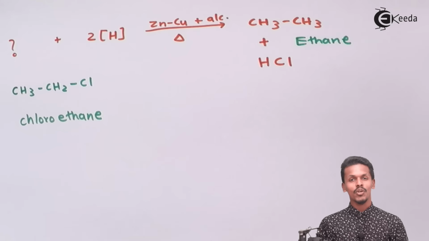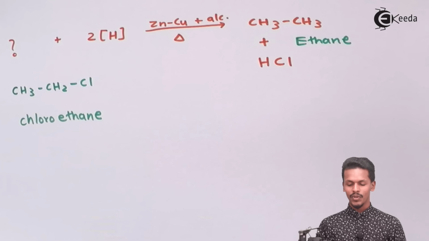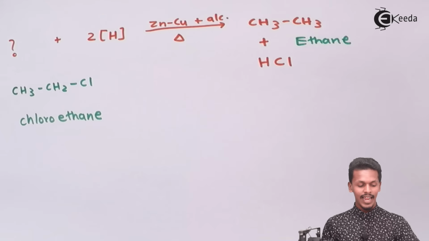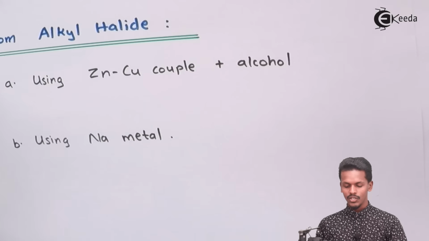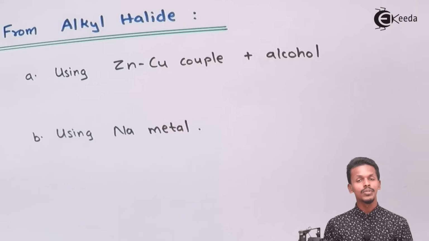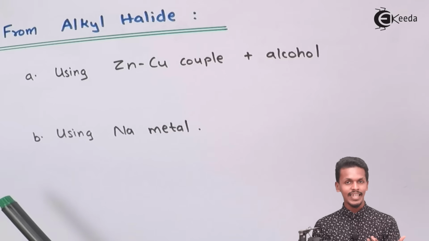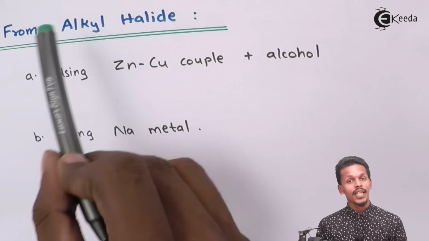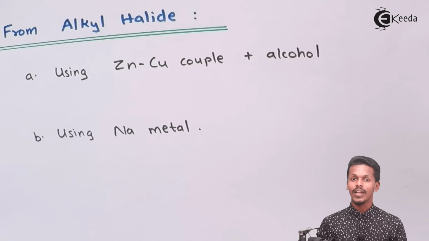So now let us talk about another one. We have discussed that alkane can be prepared from an alkyl halide, and from that we have got to know that alkane can be prepared using zinc copper couple as well as alcohol. But now we are going to talk about how an alkane can be prepared by using sodium metal, and in that case alkyl halide is also involved. So let us talk about that.